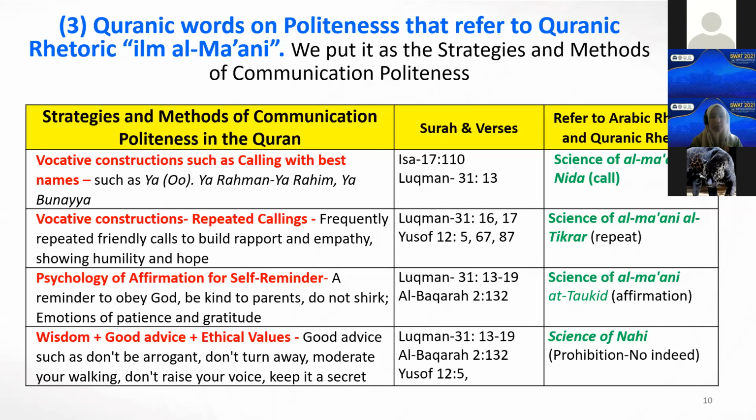Then the last one, wisdom and good advice to ethical values. Good advice such as don't be arrogant, don't turn away, moderate your walking, don't raise your voice, keep it a secret. We find it in Surah Luqman, verses 13 to 19, Al-Baqarah 132, Yusuf 5. This is the science of an-nahi, prohibition. In Arabic we call it an-nahi.